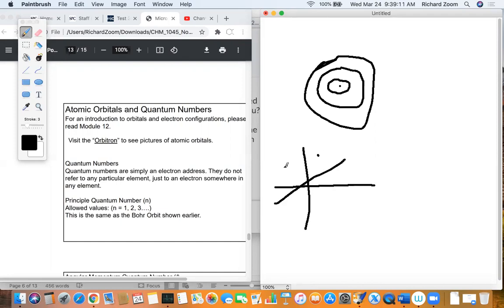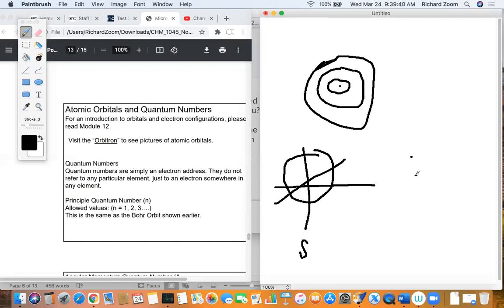And the s orbital is really just a sphere around the nucleus. And what that represents is the volume of space where we could expect to find that specific kind of electron. So it's just in a sphere around the nucleus. And when it's n equals 1, it's a small sphere. When it's n equals 2, it's a bigger sphere. N equals 3, it's a much bigger sphere.